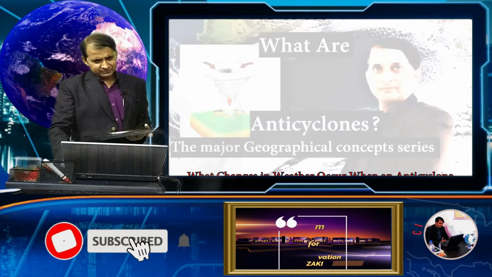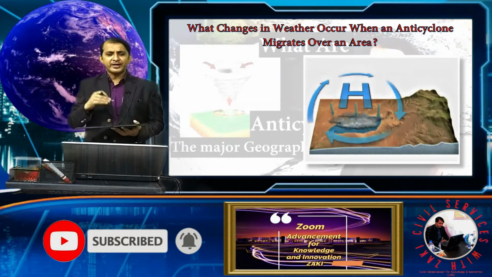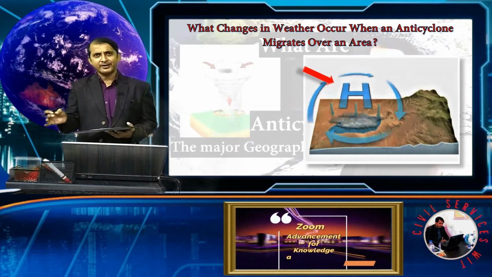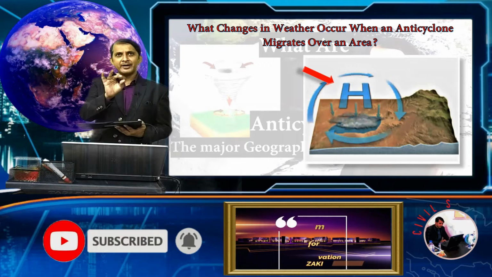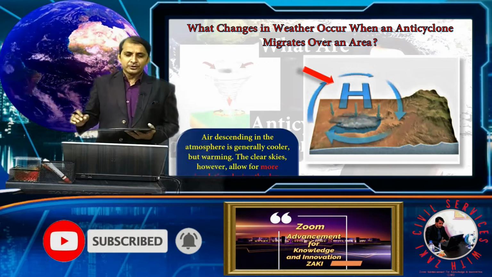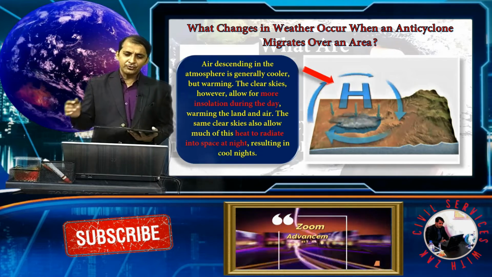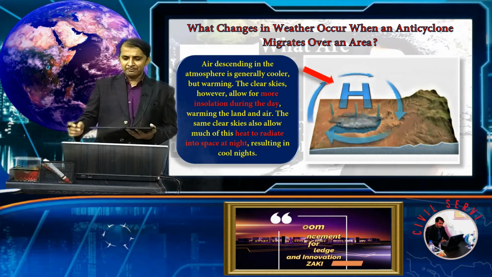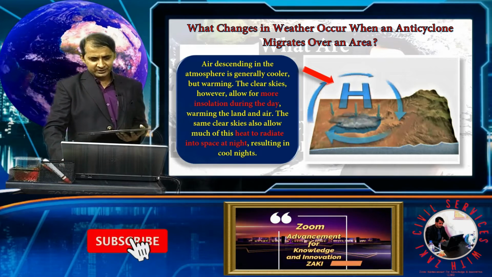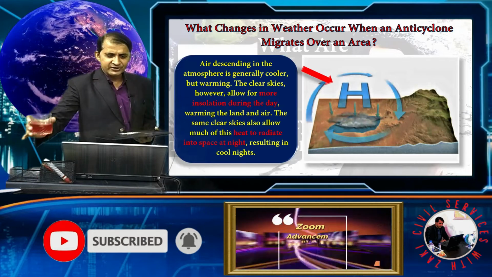So let's move forward and see what changes in the weather occur when an anticyclone migrates over an area. What happens when an anticyclone passes over the area? See here and understand one by one. If you assume this is a high pressure zone and it is an anticyclone, here is the high pressure zone. Air descending in the atmosphere is generally cooler.